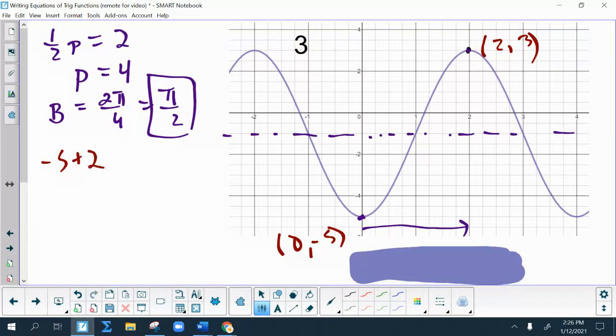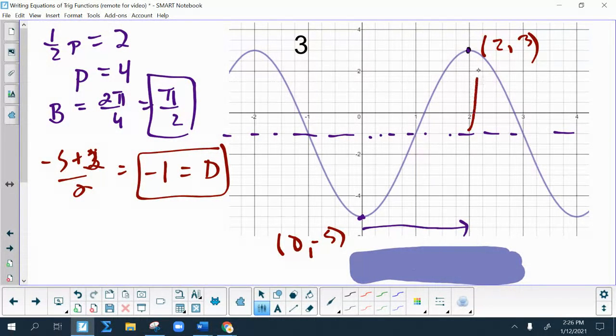-5 plus 2 divided by 2. Well, -5 plus 3, sorry, is -1. That is your shift up, or the d value. And then you just count or subtract to find the amplitude. So the amplitude is equal to 4.